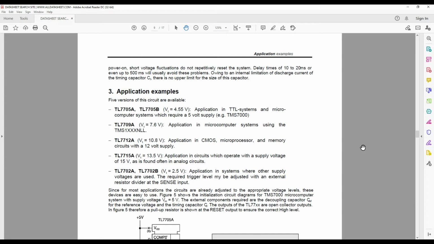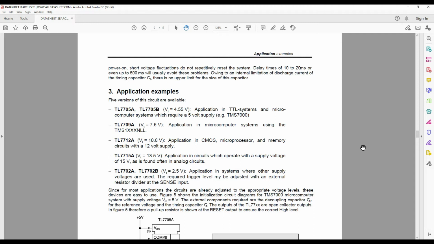Application examples. Five versions of this circuit are available. TL7705A and B, 4.55 volts: application in TTL systems and microcomputer systems which require a 5-volt supply, e.g. TMS7000. TL7709A, 7.6 volts: application in microcomputer systems using the TMS1XXXNLL.